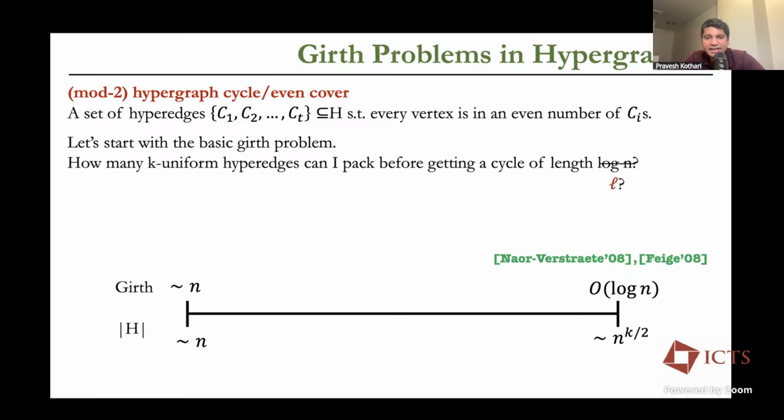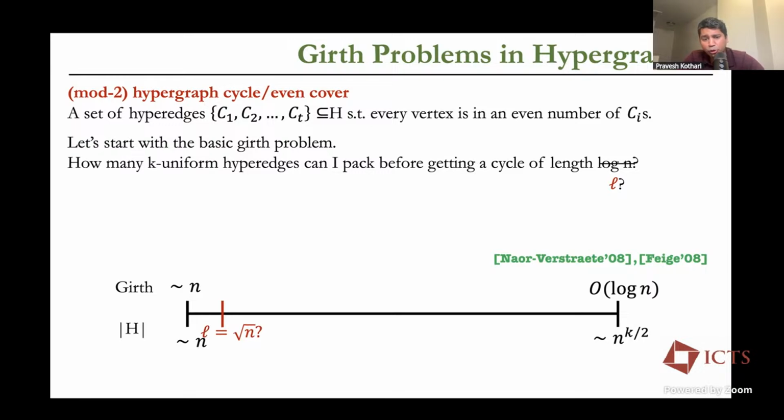For example, let's say I wanted to understand the minimum number of hyperedges required so that every hypergraph with that many hyperedges, if it's k-uniform, must have an L-length cycle for some parameter L. And now, the interesting thing is that I can ask this question for, let's say, L equals root n. Something large, but not quite n.